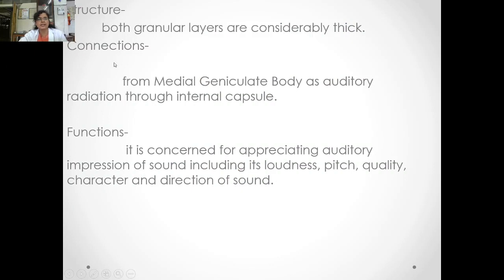Structure of this area: as it is the sensory area, both granular layers are considerably thick. Connections: it receives connections from the medial geniculate body as the auditory radiation through the internal capsule. Function of this area: it is concerned with appreciating auditory impressions of sound, including its loudness, pitch, quality, character and direction of sound.